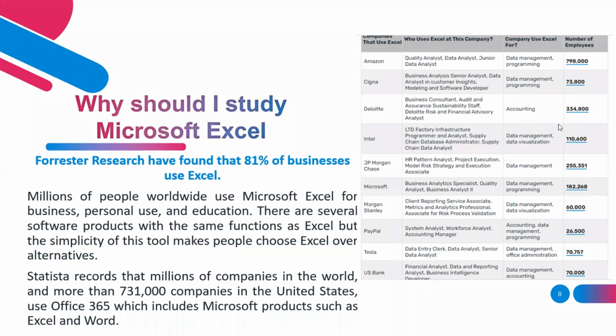Deloitte uses Microsoft Excel, and they have 334,000 staff. Intel uses Microsoft Excel, and they have over 110,000 staff. JP Morgan uses Microsoft Excel. They have over 255,000 staff. Microsoft also uses Excel, and they have over 182 staff. Morgan Stanley uses Microsoft Excel. They have over 2,000 staff. PayPal uses Microsoft Excel. They have over 26,500 staff. Tesla uses Microsoft Excel. You can see how happy I am. They have over 70,000 staff, and US Bank, as big as US Bank is, they use Microsoft Excel.